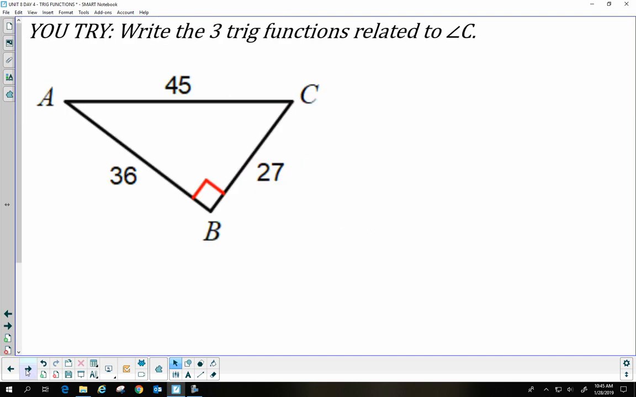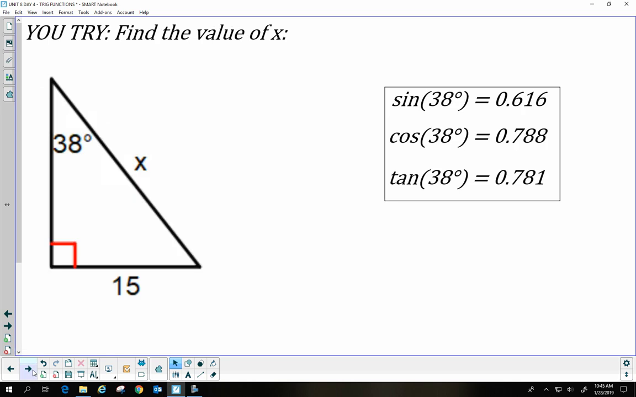So I have two problems for you to try. This one I want you to write the three functions like we did at the beginning as they relate to angle C. So do that first, and then there's one more problem where I want you to use the appropriate trig function to find a missing side. And here I've given you the value of sine, cosine, and tangent for a measure of 38 degrees, so you can use that number in your solving. If you have questions, make sure you ask in class, and you can check your answers.